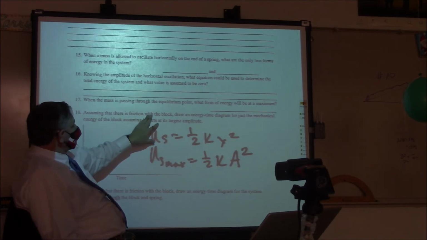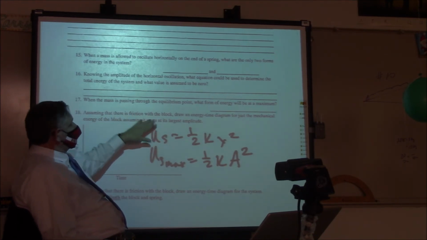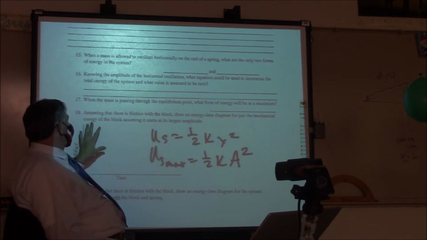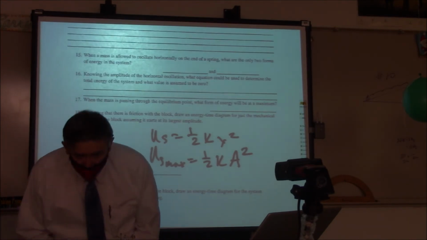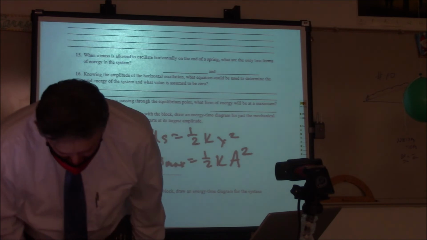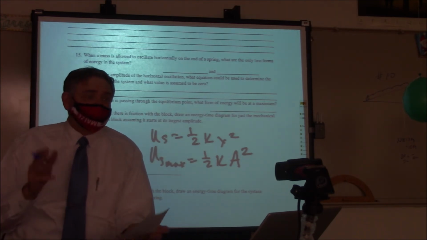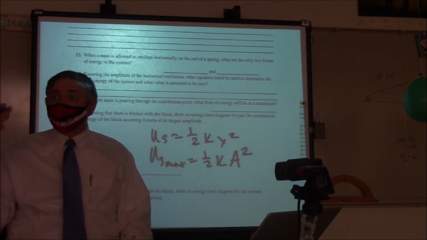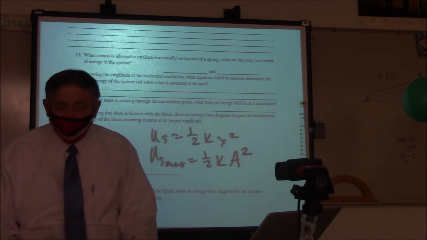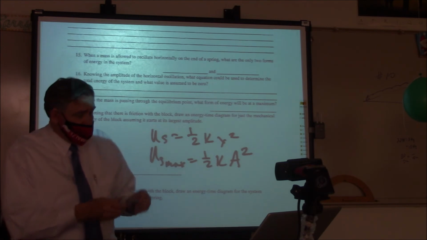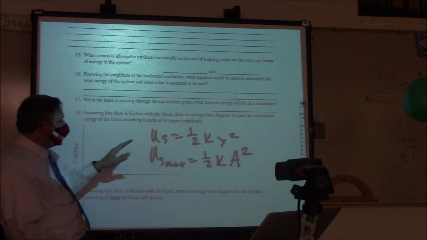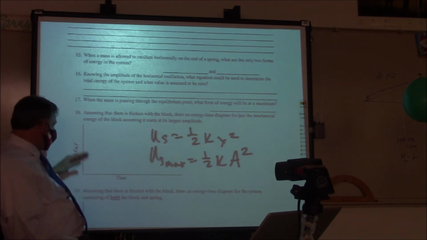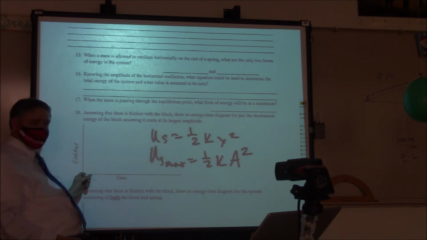Assuming that there is friction between the block, draw an energy time diagram for the mechanical energy of the block, assuming that it starts at its largest amplitude. Notice with this one, I'm talking about your mechanical energy, which is a fancy word for kinetic energy here. So this is going to be important. I'm going to start this thing at maximum amplitude. So how much kinetic energy am I going to have at maximum amplitude? What's this going to start off at? Way up here or way down here?